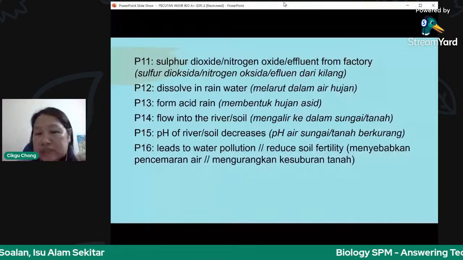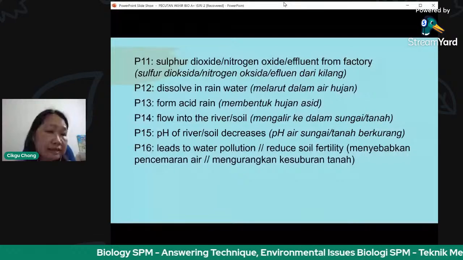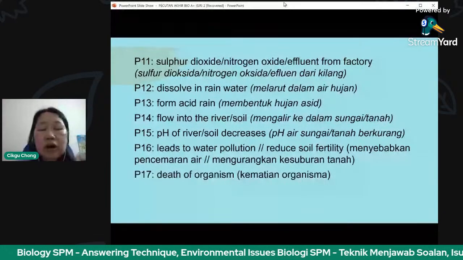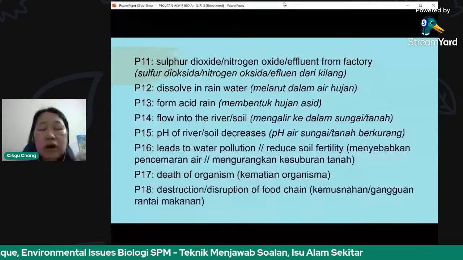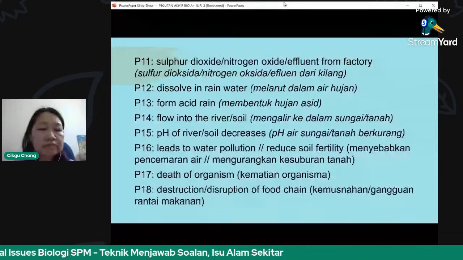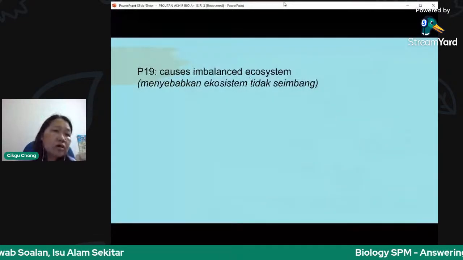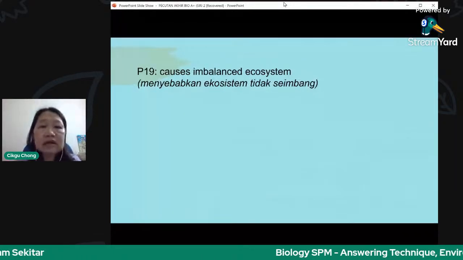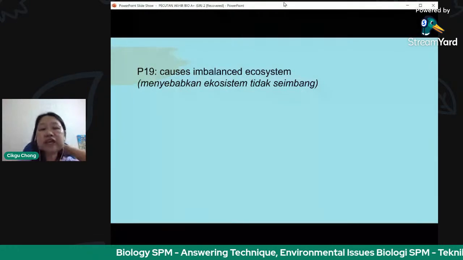And organisms can die. Organisms in the river, organisms in the pond can die. When organisms die, it's going to affect the food chain, because an organism is definitely a food for another organism. Okay, you're going to get disruption of the food chain. And when you have disruption, you don't have a balanced ecosystem already. Certain species are no longer there. So it's going to be an imbalanced ecosystem because your food chain is affected.